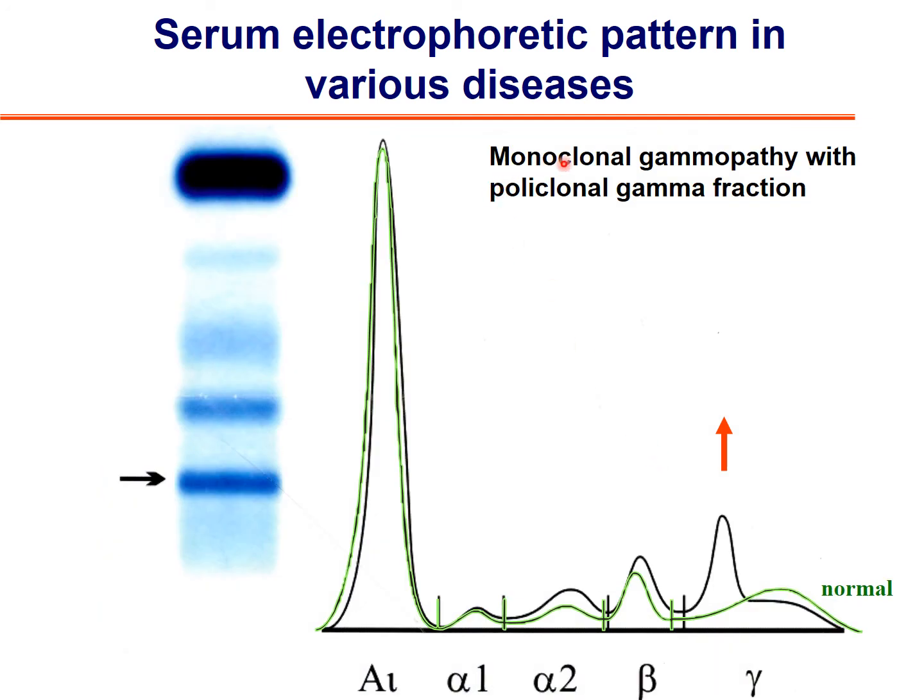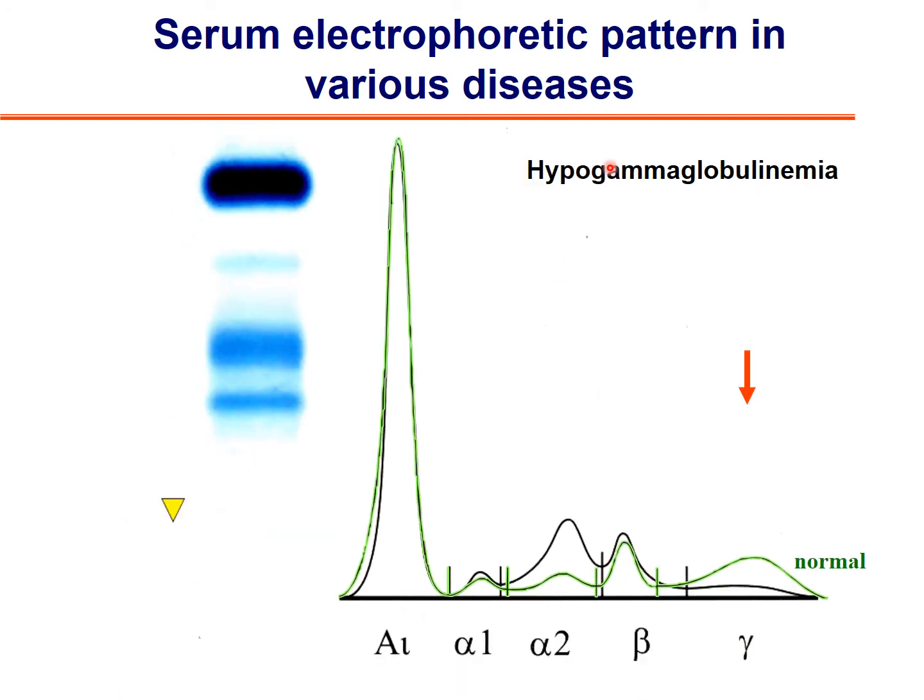In, for example, monoclonal gammopathy, in the gamma fraction we see a narrow band peak. It's peaking, meaning that we have a similar type of protein, similar molecular weight, similar charge, in this fraction. In hypogammaglobulinemia, when we have a problem with immunoglobulin synthesis, this gamma fraction is flattened.